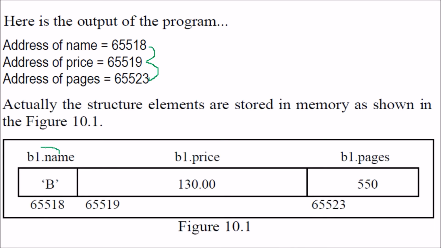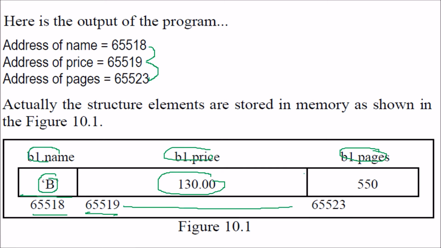B1 dot name you can access the name, B1 dot price you can access the price, and B1 dot pages you can access the pages. Now this is a character, so it takes 1 byte. So we have 65518, it takes 1 byte, so it will go up to 65519. The next address will start at 65519. Now this is a float, so it will take 4 bytes, so 4 bytes means 19 to 23. And because this is B1 dot pages, an integer, it is going to take 2 bytes.